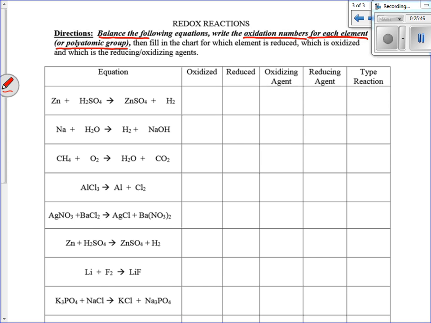So, looking at our first one up here, let's check and see if we're balanced. 1 zinc, 1 zinc. 2 hydrogens, 2 hydrogens. 1 sulfate, 1 sulfate. Are we balanced? Good, nice and balanced. Now I'm going to assign charges, assign oxidation numbers. Easy ones. 0, 0. Why would I put zeros on them?